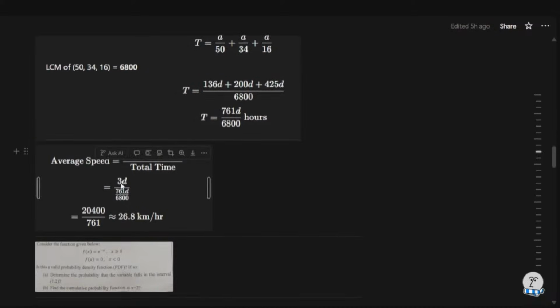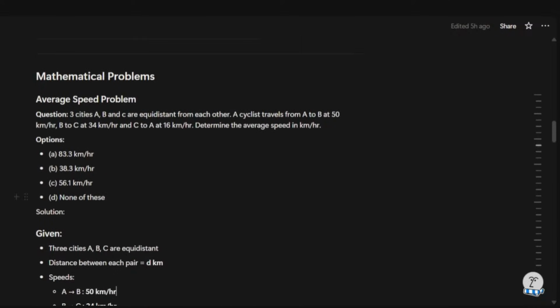Next, you just divide it and you get something equivalent to 26.8 kilometers per hour, which is not present in any of the options. So the correct answer is none of these.